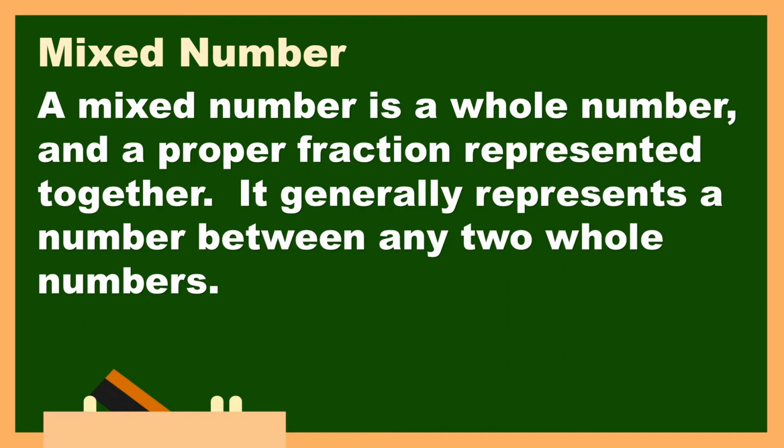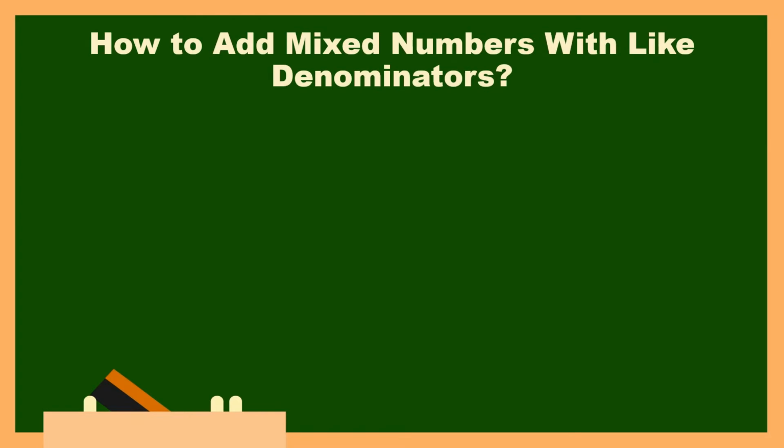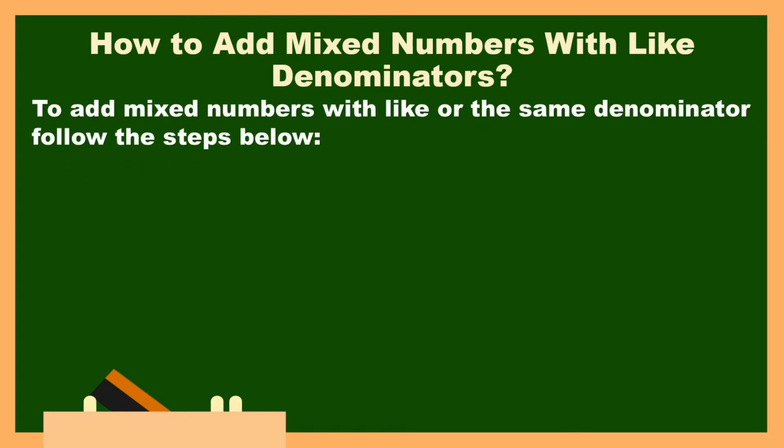So, ang mixed number po ay combination siya ng whole number and a proper fraction. Example ng mixed number ay 2 and 4 over 6, kung saan ang whole number ay ang 2 at ang proper fraction naman ay ang 4 over 6. But how do we add mixed numbers with like denominators? To add mixed numbers with like or the same denominator, we should follow the steps below.